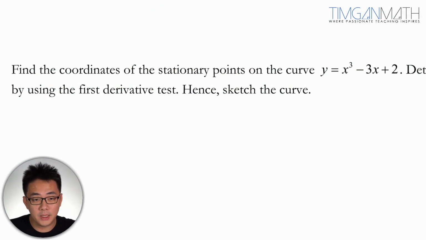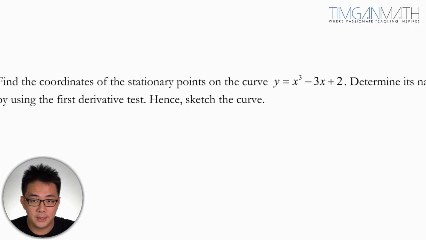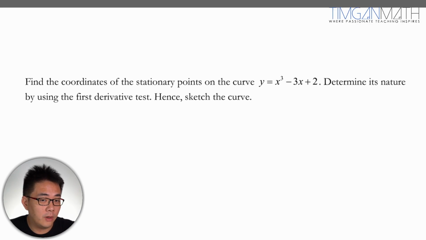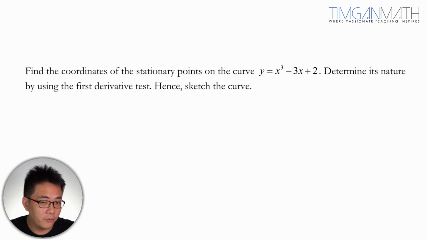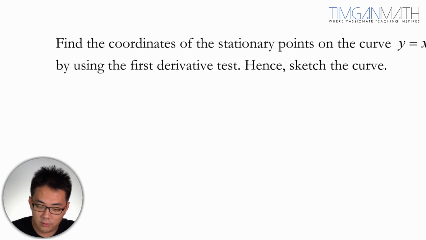Alright, so let's look at this question, which is to find the stationary points and to determine its nature by using the first derivative test. Let's see how we can do this. You're asked to find the coordinates of the stationary points, so I think this is pretty straightforward. We have done this: we know that stationary points just correspond to dy/dx equals 0.